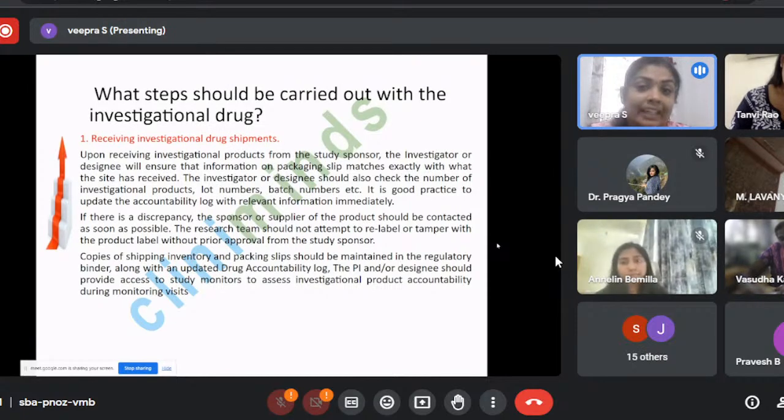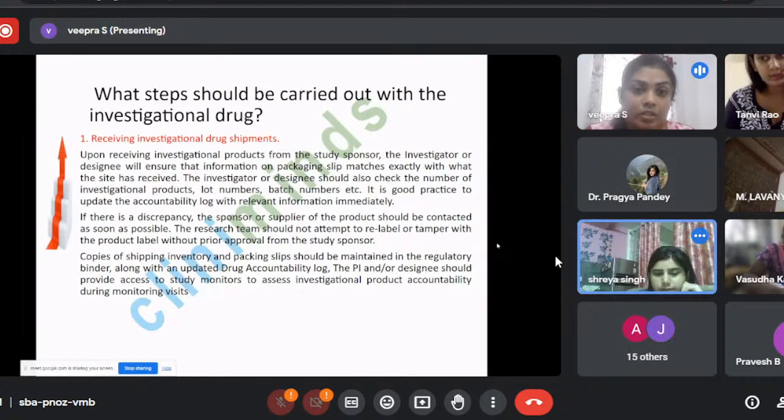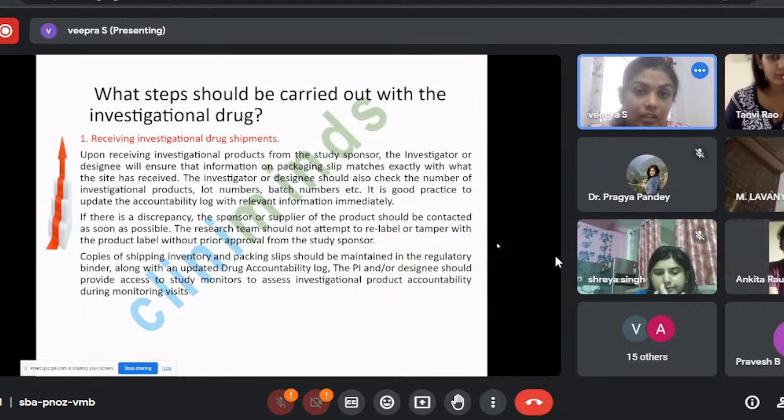If you notice any deviation from this temperature, what will you do? You have to inform someone. To whom do we inform about this temperature deviation during transportation? The sponsor. So we will inform our CRA, the sponsor, about this deviation in temperature during transportation, and they will take the necessary action and give instructions accordingly.